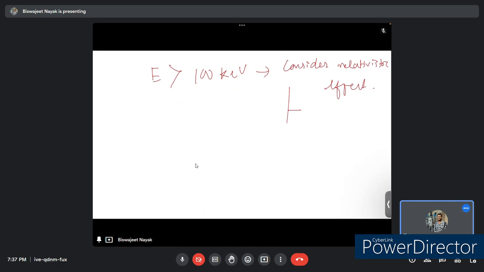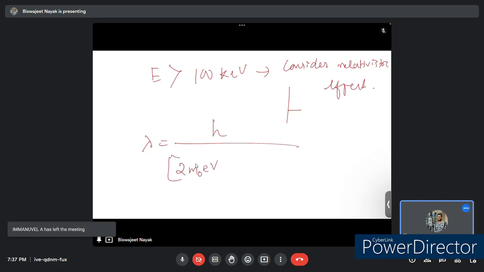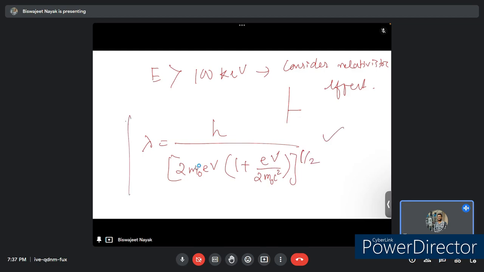So we have to incorporate it in our momentum equation, and our equation for wavelength modifies to the following, with a term plus eV in it. This is the relativistic wavelength.